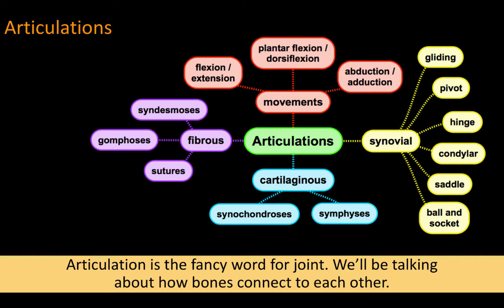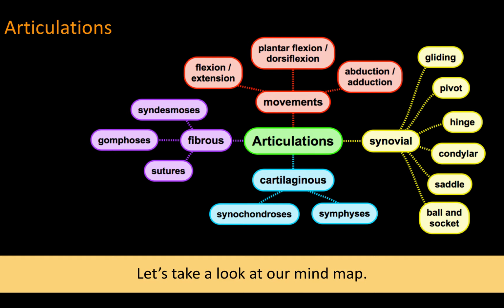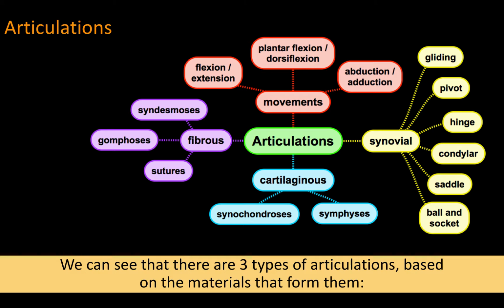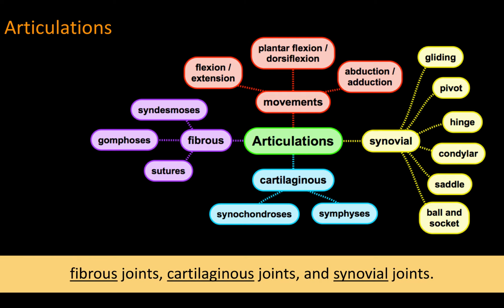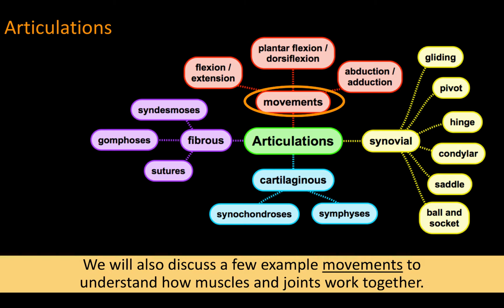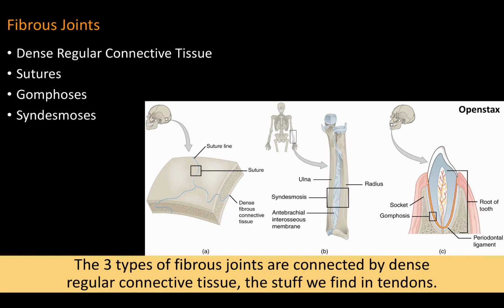Articulation is the fancy word for joint. We'll be talking about how bones connect to each other. Let's take a look at our mind map. We can see there are three types of articulations based on the materials that form them: fibrous joints, cartilaginous joints, and synovial joints. We will also discuss a few examples of movements to understand how muscles and joints work together.